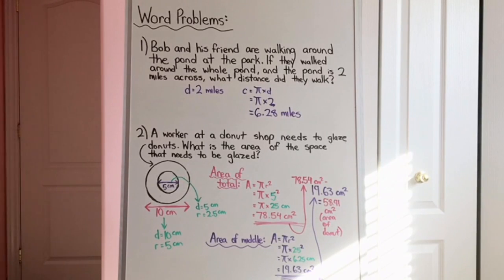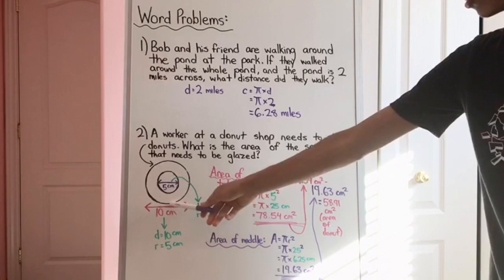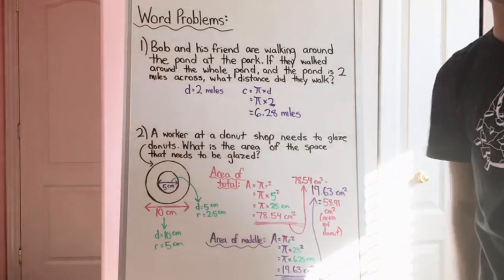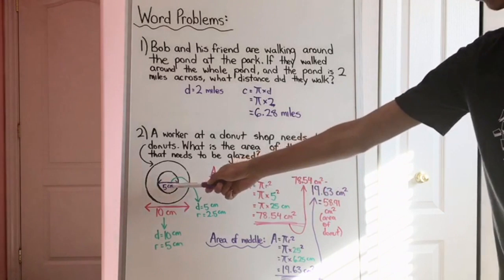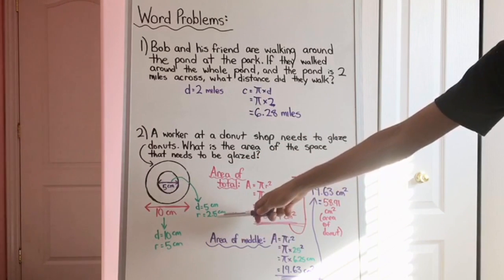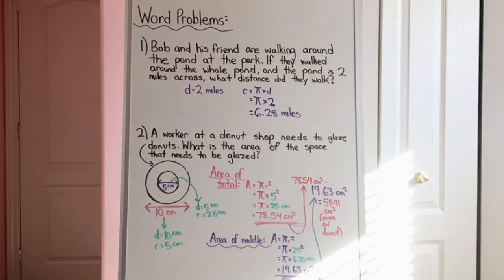In the second question, it says that a worker at a donut shop needs to glaze donuts. What is the area of the space that needs to be glazed in this diagram right here? So we can see that the inner portion of the donut, where the hole is, has a diameter of 5 centimeters, and the donut itself has a diameter of 10 centimeters. So we have a diameter of 10 centimeters on the total, which means that we have a radius of 5 after we divide by 2, and the inner portion has a diameter of 5 centimeters and a radius of 2.5 centimeters. So we start by finding the area of the total donut, including the middle hole.